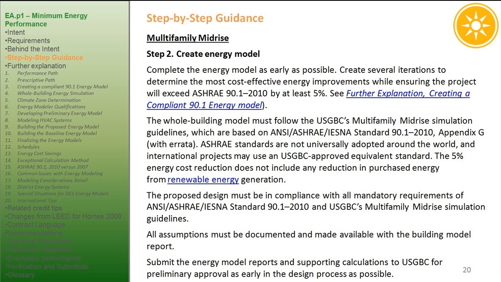The whole building model must follow the USGBC's multifamily midrise simulation guidelines, which are based on ANSI/ASHRAE/IESNA Standard 90.1 2010, Appendix G, with errata. ASHRAE standards are not universally adopted around the world, and international projects may use a USGBC-approved equivalent standard. The 5% energy cost reduction does not include any reduction in purchased energy from renewable energy generation.